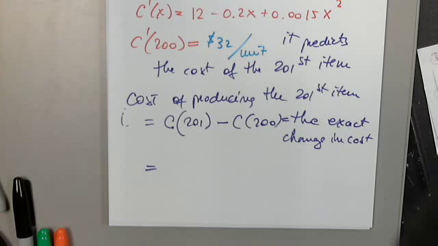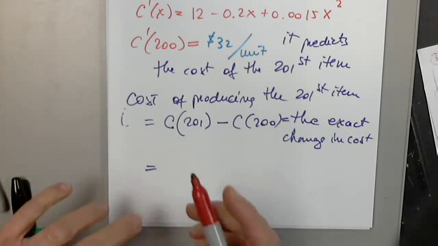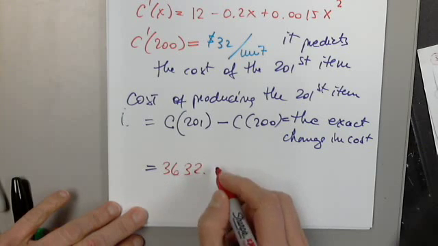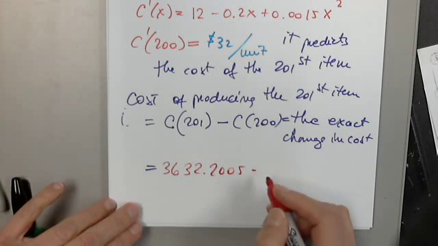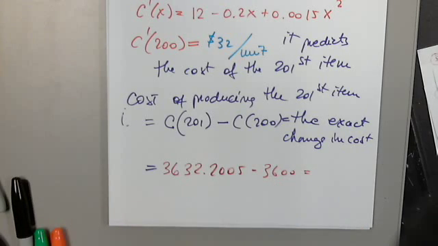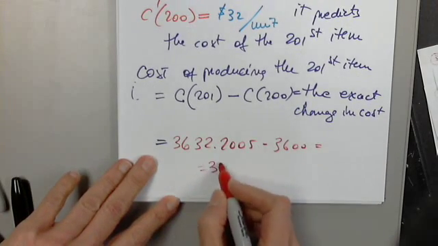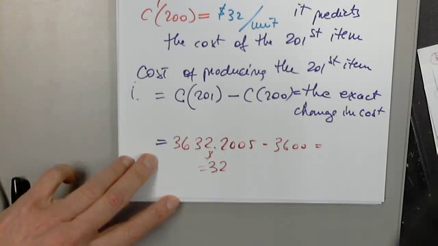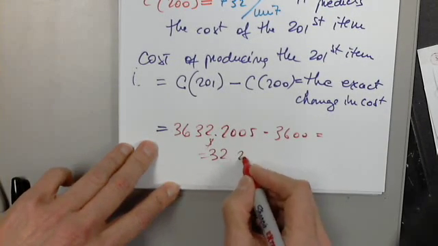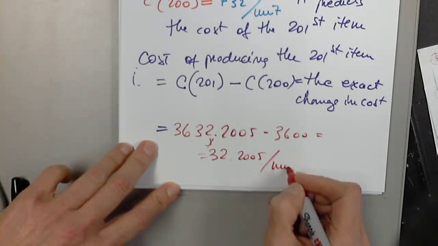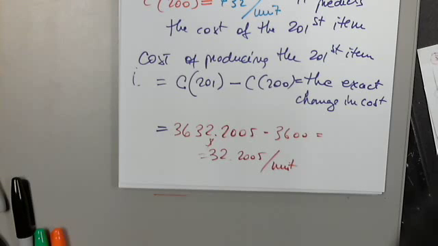So it's 3632.2005 to be exact, minus 3600. So the exact difference is 32 in cost if we move up from producing 200 to producing 201. Dollars. Because it's 1 unit, actually, I just have to say dollars. I don't have to write per unit, because it's just 1 unit. Any questions?